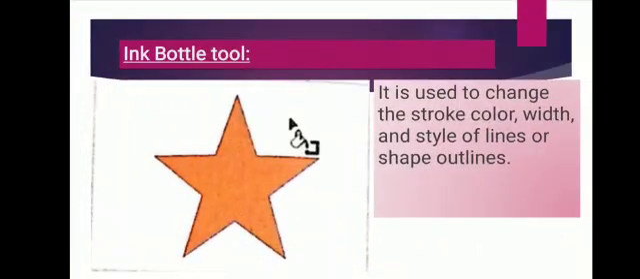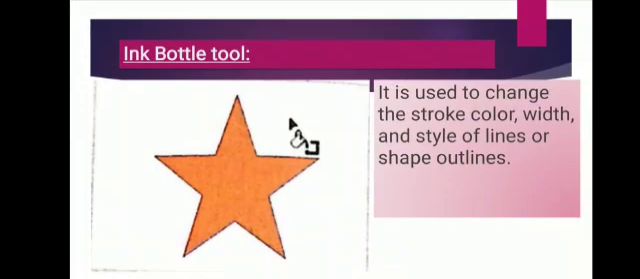Next is the ink bottle tool. Okay, for the paint bucket tool, K is the shortcut key, and for the ink bottle tool, S is the shortcut key. This is used to change the stroke color. Stroke color means outline. Fill color means inside the object. Okay. So the difference between these two is that the paint bucket fills the enclosed area of the object and the ink bottle tool changes the stroke color, meaning outline color, width and style of the shape.